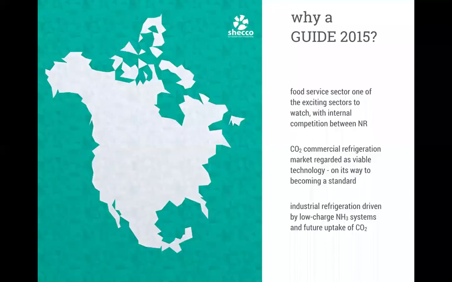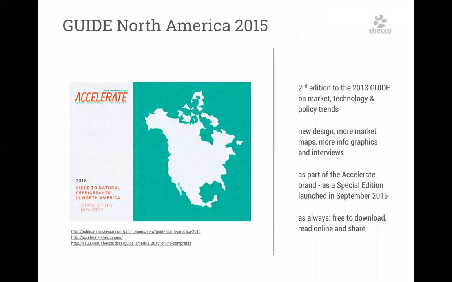And last but not least, industrial refrigeration. Ammonia is a mainstream solution there, but now we see a strong drive towards low-charge ammonia systems, future uptake of CO2, and partly hydrocarbons as well. So to summarize here, we tried to improve the publication by putting more emphasis on market maps, on infographics, on interviews, to make it more relevant for the reader.